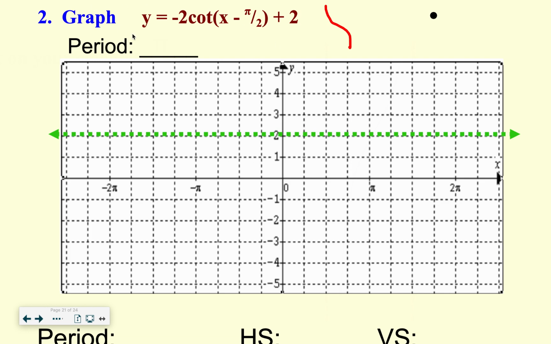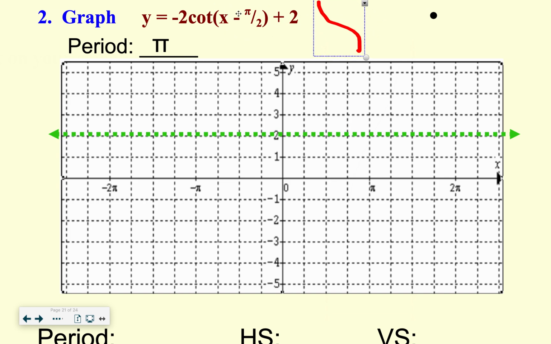All right, on to cotangent. Like tangent, the period is pi over k. So k is 1, so my period is going to be pi. The cotangent graph looks like this normally, but notice this one's reflected. So now my cotangent graph is going to reflect, and it's going to look like a tangent graph, right? So this is a normal cotangent, but we're going to reflect that.